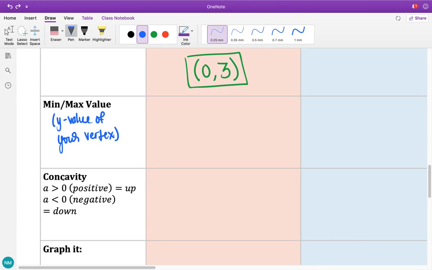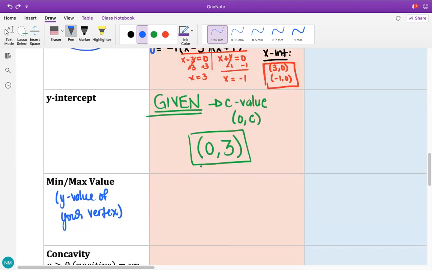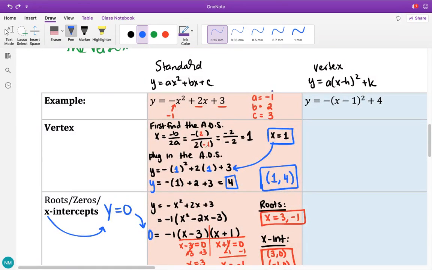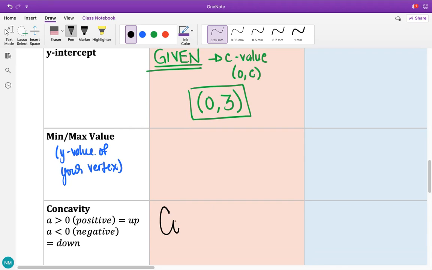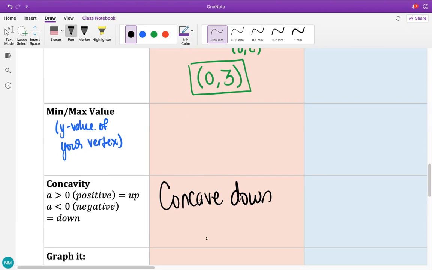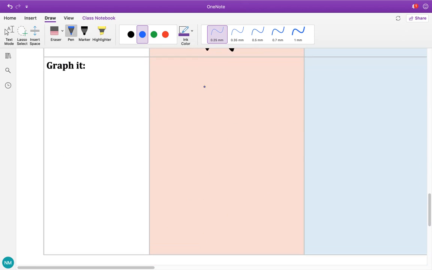Okay, so concavity, is this concave up or down? Well, what is A? A is negative 1. So that means it is concave down. Meaning it looks like this, meaning it has a maximum. It has a maximum value of, and again, it's the Y value, so maximum value of 4. So let's graph this bad boy.